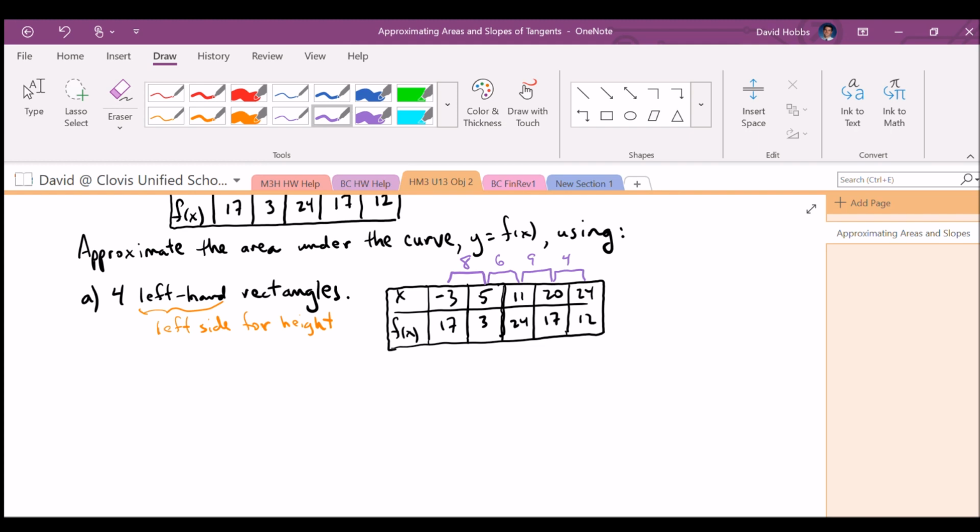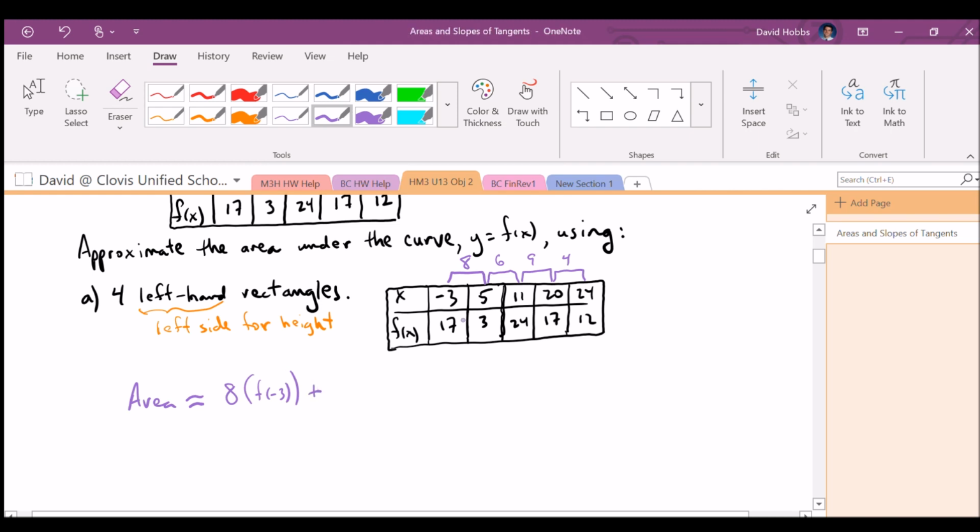So since we are doing rectangles, the areas are base times height. And so these differences in the x, those are the bases for each one of the rectangles. So for left-hand rectangles, notice I've got 4 bases, 8, 6, 9, and 4 from left to right. So my area is approximately, okay, base times height for each one. So my base for the first one is 8. And then I'm doing the left-hand side. Well, which one's the left-hand side for this interval? The left-hand side is the one on the left, which is f of -3.